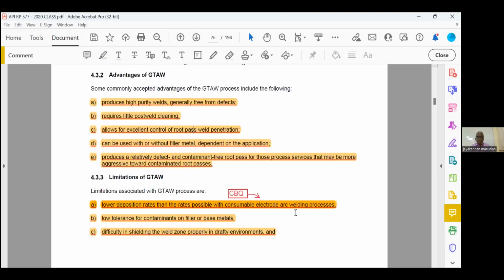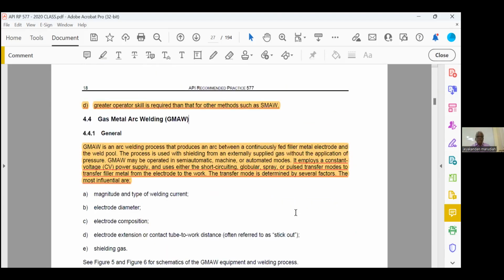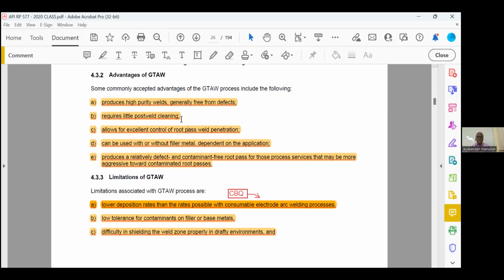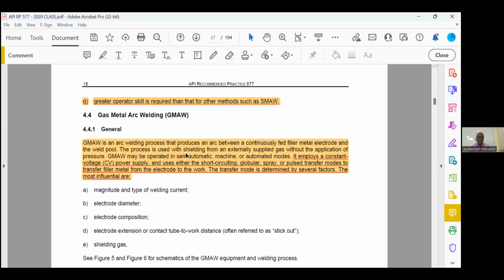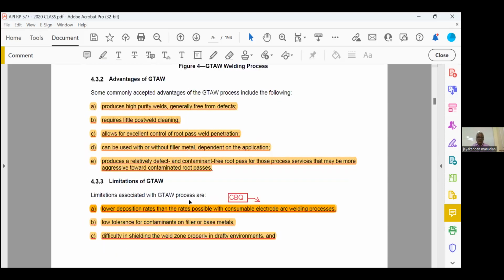Then page number 17, advantage of GTAW. Highlight these four lines. Produces high purity welds, generally free from slag, requires little post-weld cleaning, allows excellent control of root pass and weld penetration, can be used with or without filler metal depending on application. Limitation, the first one is important, close book.